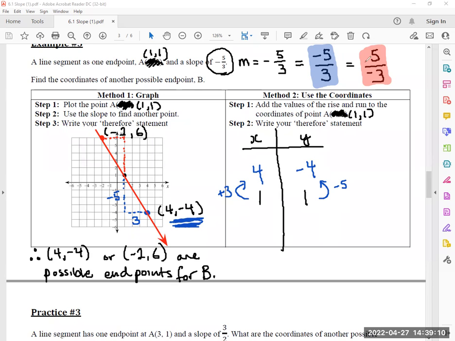I'll use red this time. My rise is a 5, my run is a -3. So what if I have a rise of a +5 and I have a run of a -3? 1 + 5? 6. 1 - 3? -2.